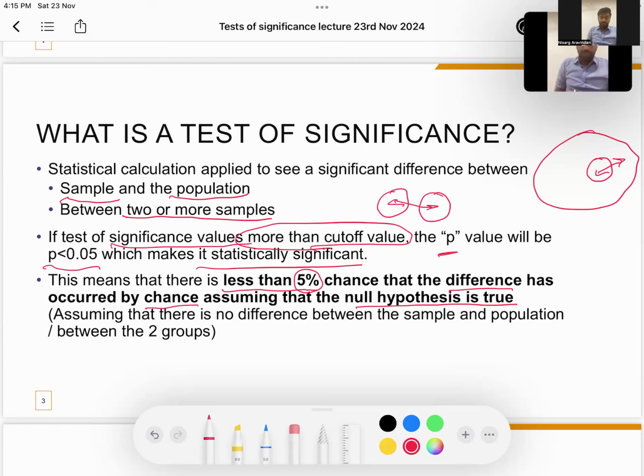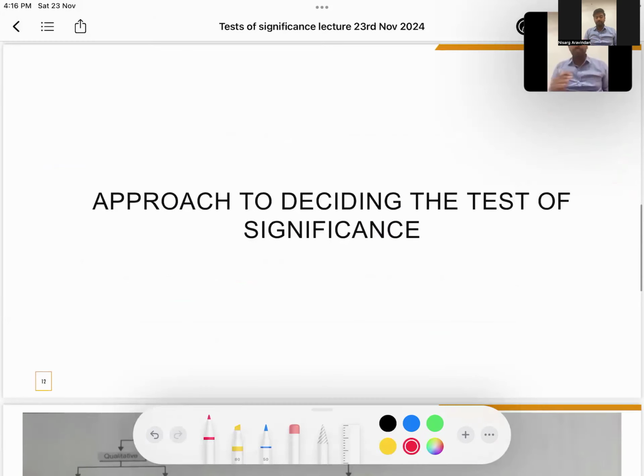So again, as the line goes, you assume that there is no difference between the sample and population or between two groups. But even when you assume that, if there is a 95% surety that there is a difference, that's a significant thing. That means that there is something important that we need to look into and further explore. So we'll get right into it.